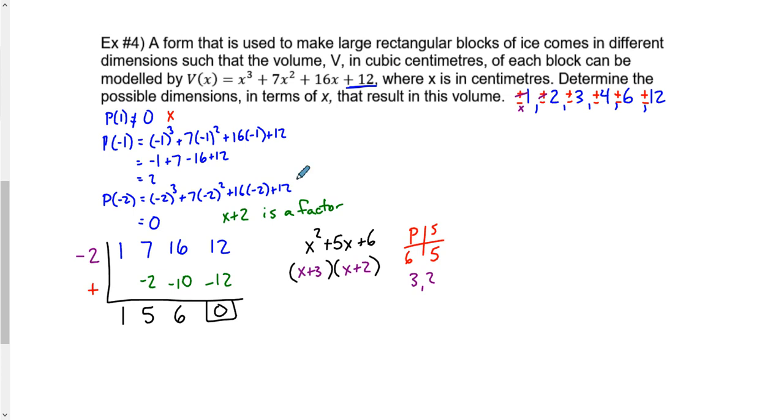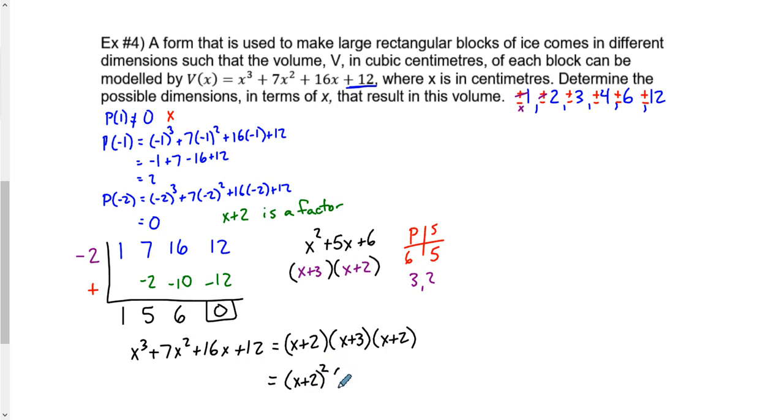So this volume expressed in terms of x, x cubed plus 7x squared plus 16x plus 12, equals this x plus 2 and our last two factors of x plus 3 and x plus 2. It's going to be very beneficial for you to simplify this because there's two x plus 2's. Just write it as x plus 2 squared.